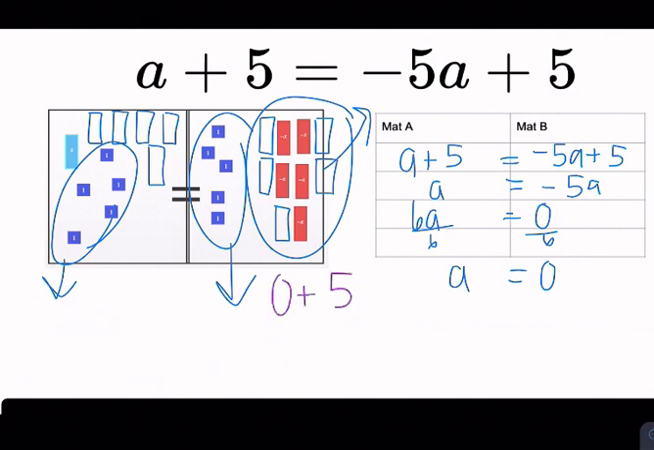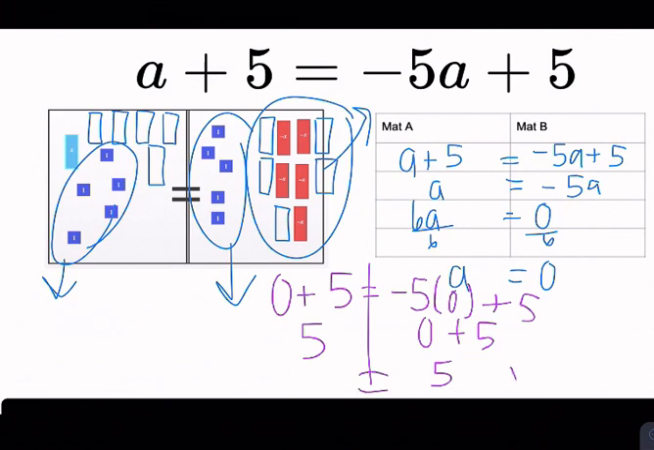Now to double check my work, which I always want to do, I'm going to do 0 plus 5 and negative 5 times 0 plus 5. So 0 plus 5 is 5, negative 5 times 0 is 0, 0 plus 5 is 5. So they are equal. I have done the math correctly. I've solved, I've showed my work, I've checked my solution.